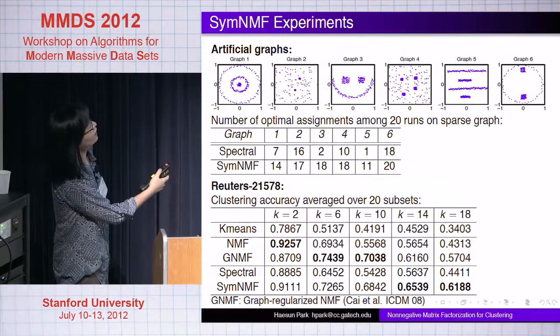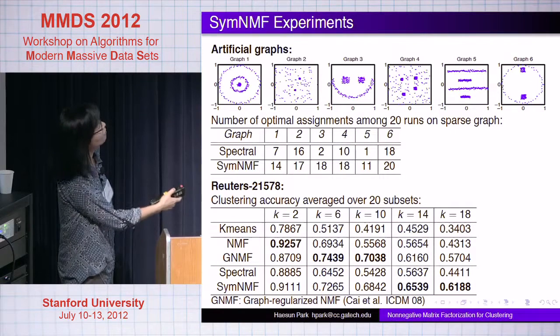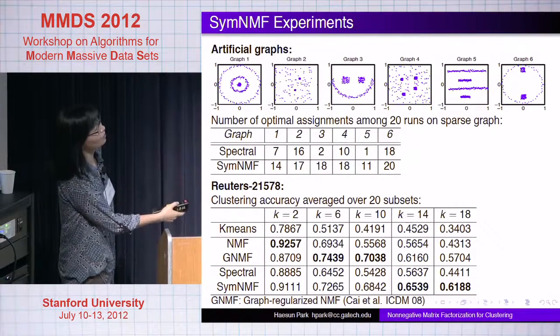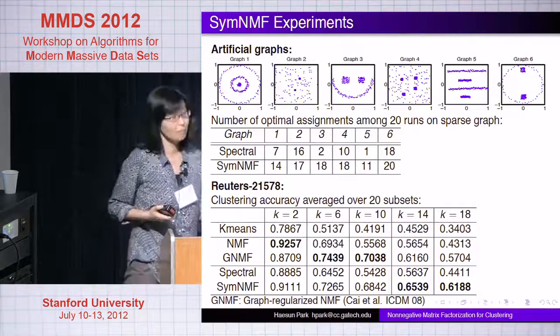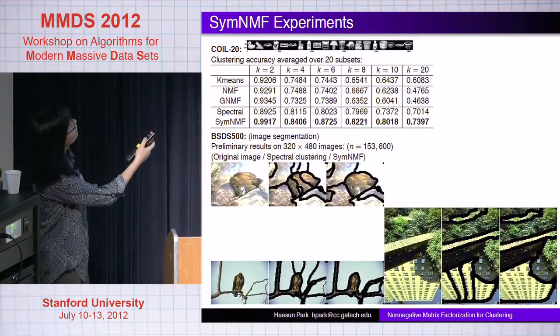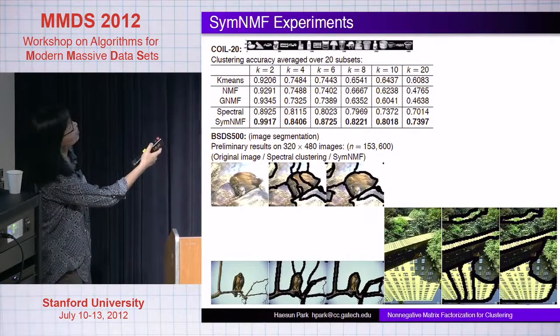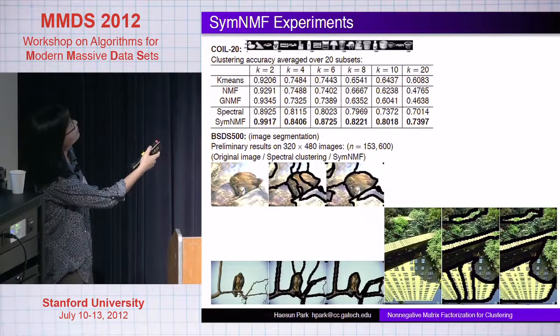And this is Reuters data and cluster accuracy. We compared K-means, NMF, graph regularized NMF, spectral clustering, and symmetric NMF. Especially as K goes larger, symmetric NMF worked significantly better. Okay, and we saw a similar result when we did object recognition. This is a 20 cluster problem, and symmetric NMF worked better consistently.